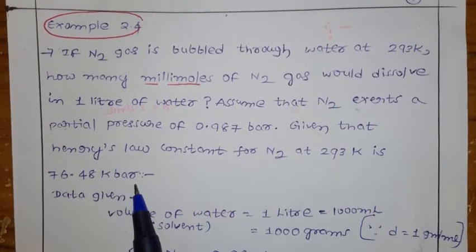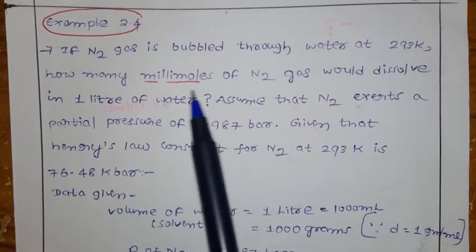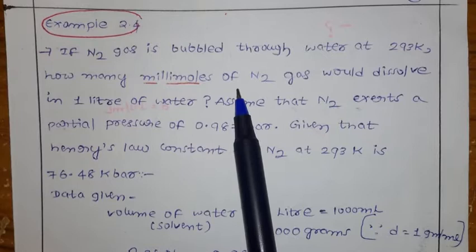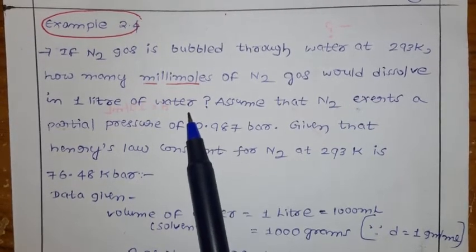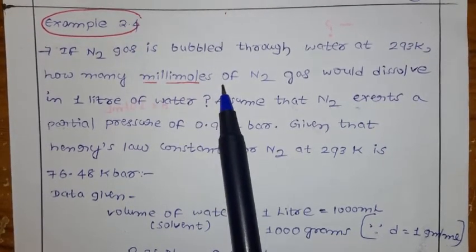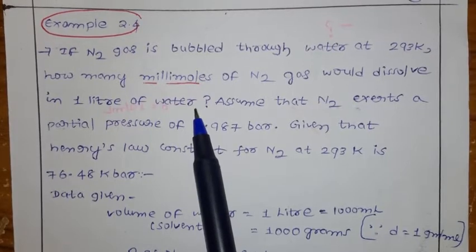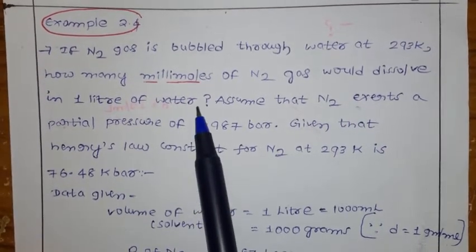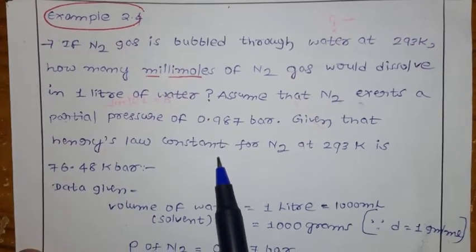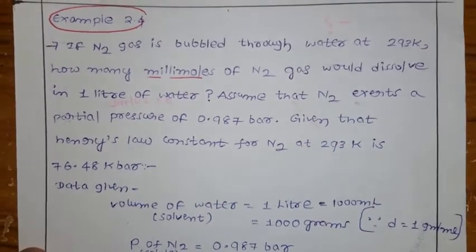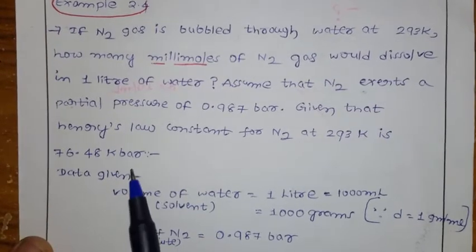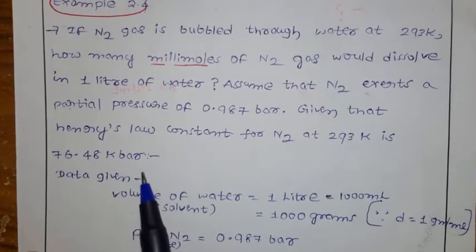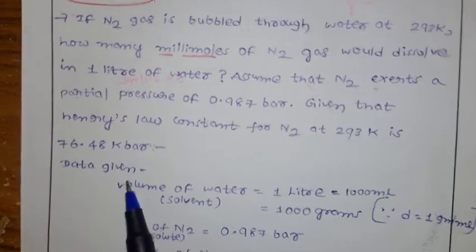Now, what are they asking here? Here we have nitrogen gas and water. Nitrogen gas is the solute, and water is the solvent. When the gas is the solute and water, which is a liquid, is the solvent, we can apply Henry's law. If you still have doubt, Henry's law constant for nitrogen is already given, so definitely you have to go for Henry's law.